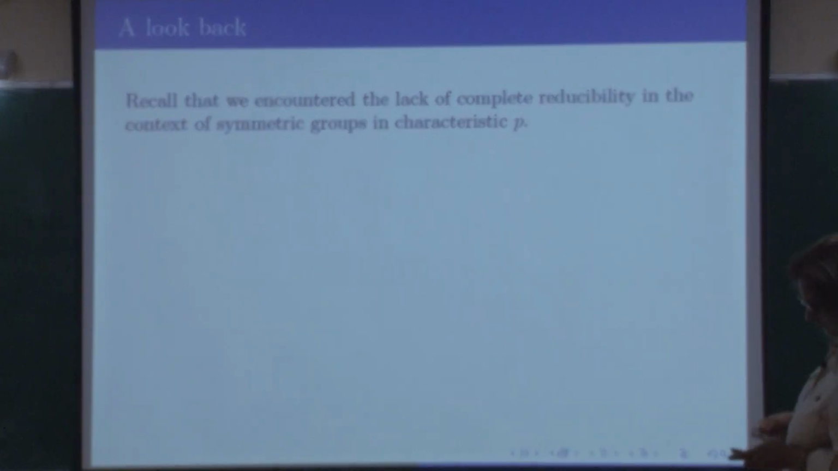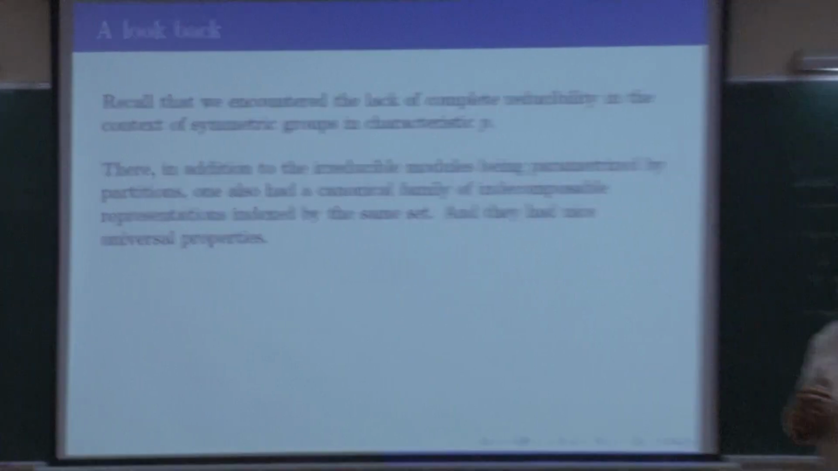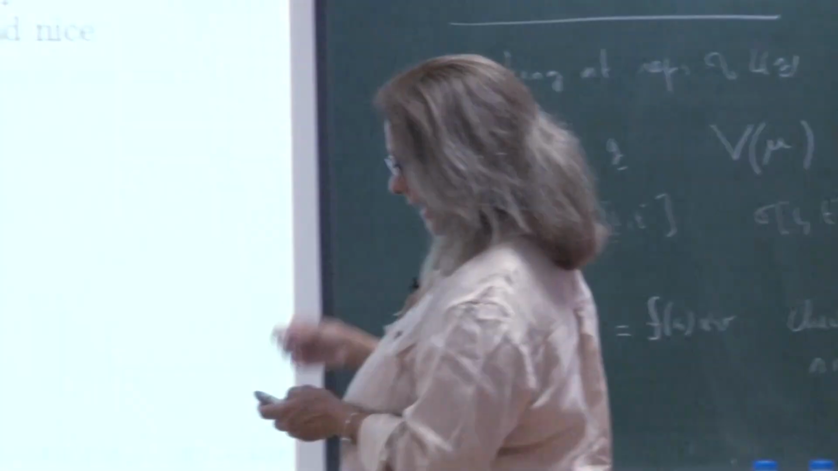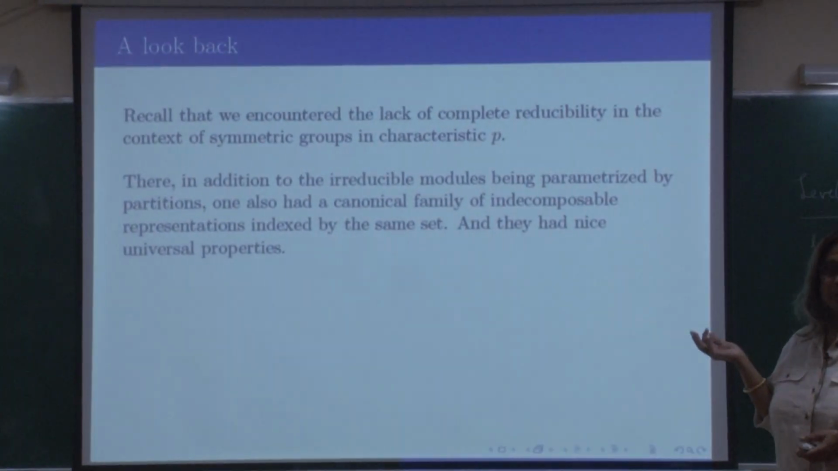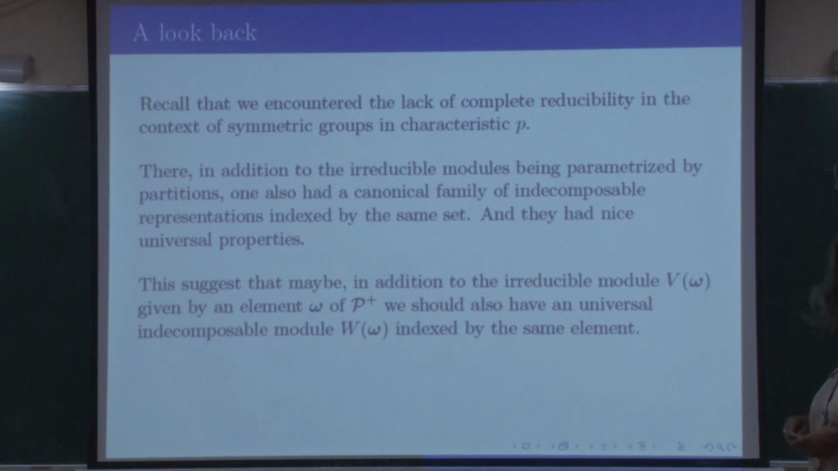So you look back again. When we were doing these algebras in symmetric groups in characteristic p, you had these irreducible modules given by Young diagrams. And then you have the Specht modules, which were much bigger, right? But they're indexed by the same data, okay? And they had all these nice universal properties. So you think, well, maybe that's what you should try to do, right?